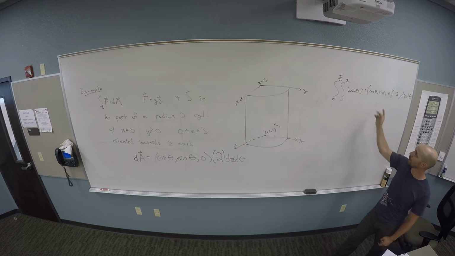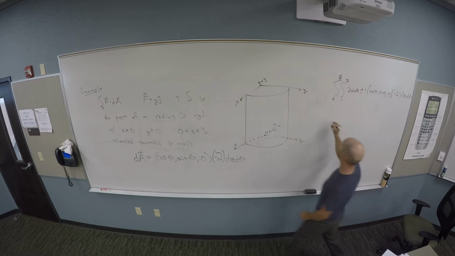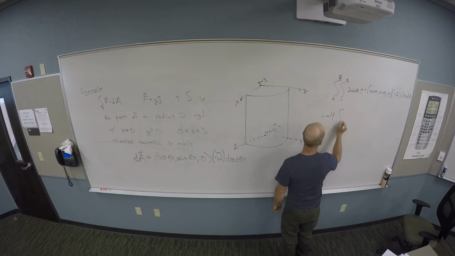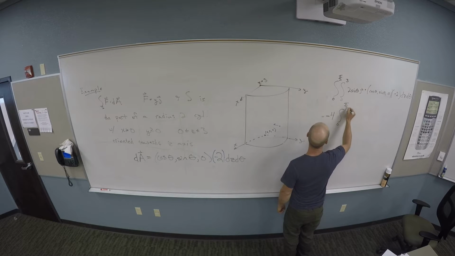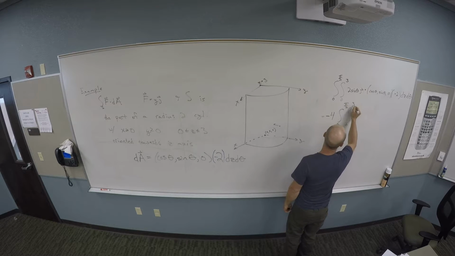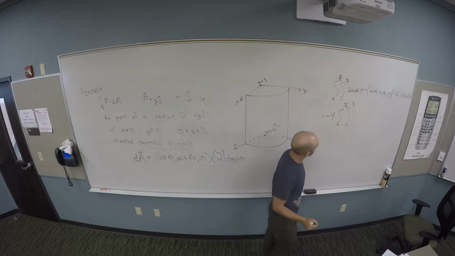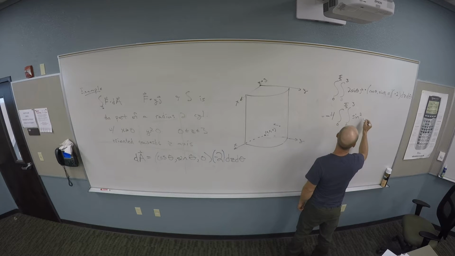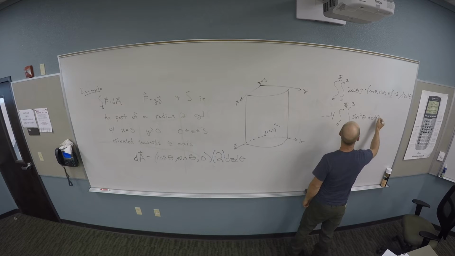Alright, what do I get when I dot product here? Seems like I've got a -4 constant, right? And then integral from 0 to pi over 2, integral from 0 to 3 of what? Sine squared theta dz d theta.